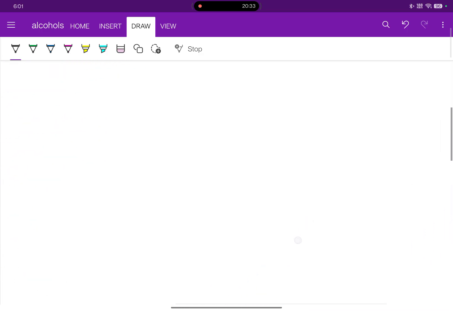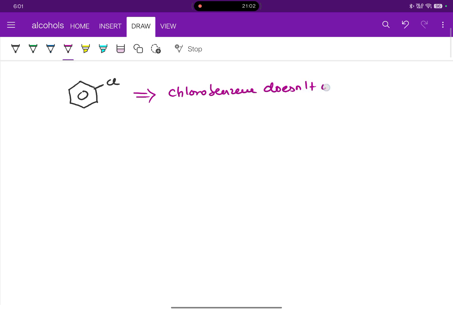And very important, please make a note: aryl halides, that is, when you take chlorobenzene, will never undergo nucleophilic substitution reaction. Please make a note. Chlorobenzene doesn't undergo nucleophilic substitution reaction.